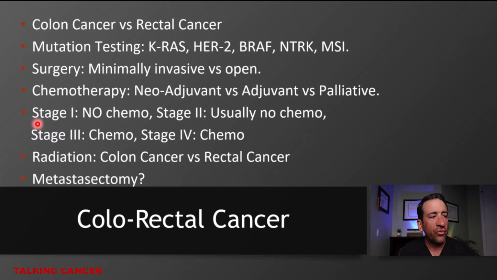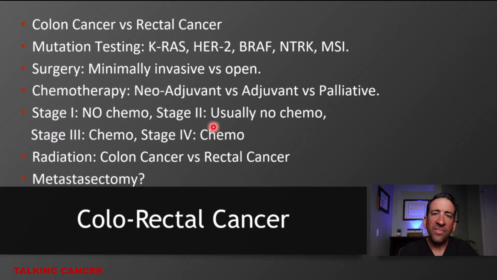Now, let's say you had surgery and we know based on the pathology result and the imaging test that you have a stage 1 cancer. Remember, you're a T1 or a T2, N0, M0, no chemotherapy. We're done. A stage 2, which means, remember, you're a T3 or a T4, N0, M0, we usually do not give chemotherapy, but there are exceptions, and that exception is if you have high risk features. I'll give you some examples.